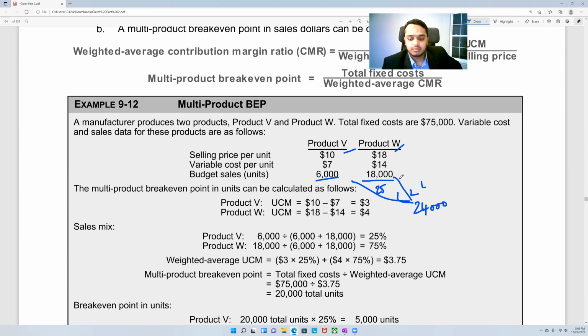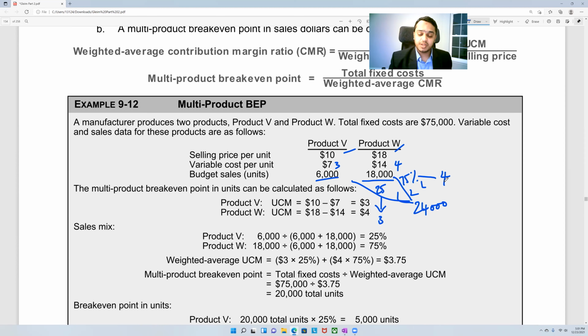So we've got 25% and 75%. What is the contribution margin here? 3. What is the contribution margin here? 4. So we can take 25% of 3 and we can take 75% of 4. We've got our unit contribution margin, that is weighted averaged.